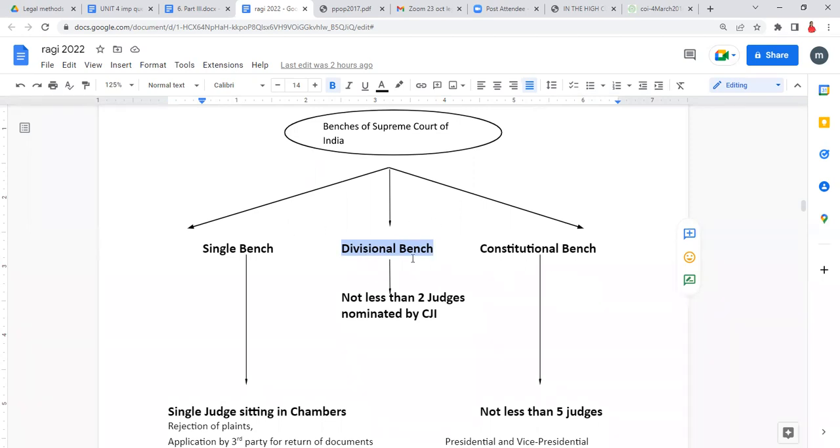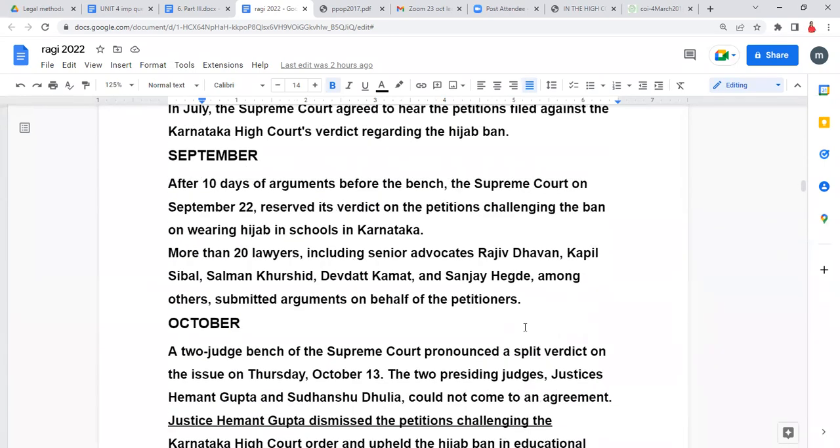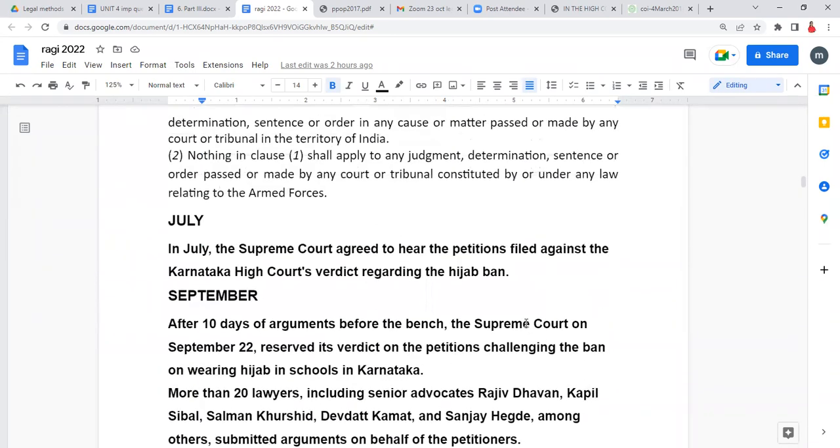But in case of a division bench, what happens? There might be a split verdict, as in one judge saying something and another saying completely the opposite. So what will happen when both judges cannot come to a conclusion, both having two different views? Right there, the matter would again be referred to the Chief Justice of India, and he would constitute a different bench, with a higher number of judges, and the case would be decided.